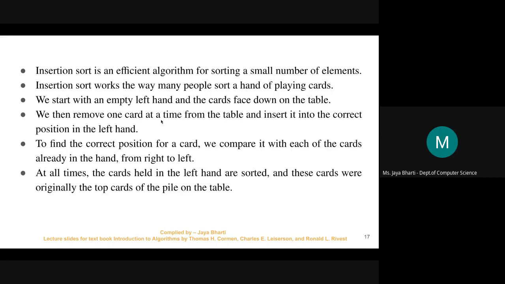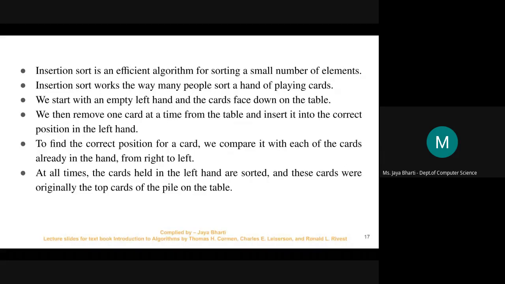We remove one card at a time from the table and insert it into the correct position in the left hand. Okay, so we pick one card from the table and insert it into the correct position in the left hand. And how do you find the correct position? To find the correct position of a card, we compare it with each of the cards already in the hand, from right to left. So at all times the cards held in the left hand are sorted, and these cards were originally the top cards of the pile on the table.